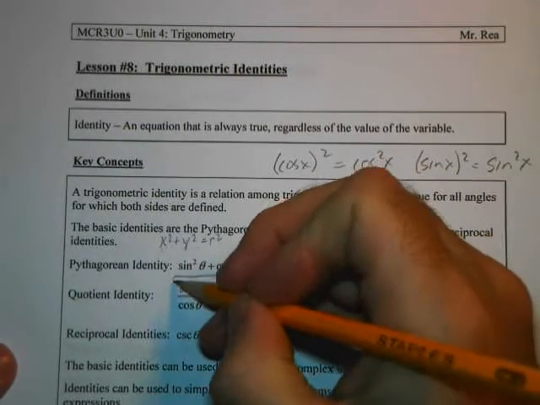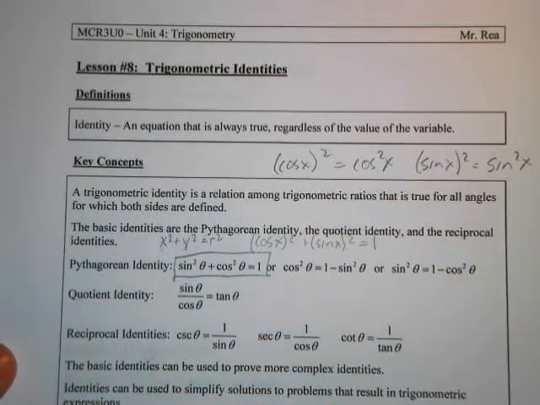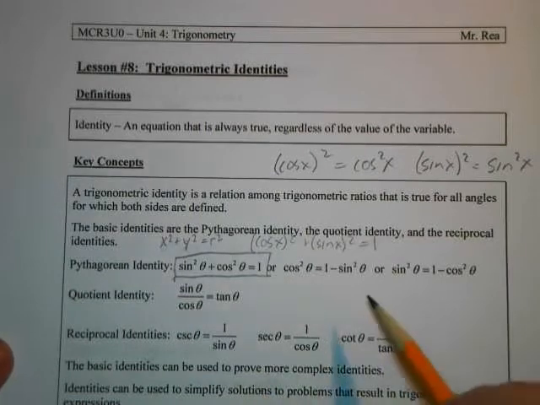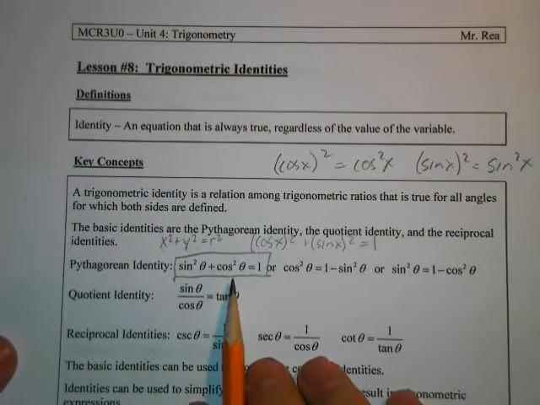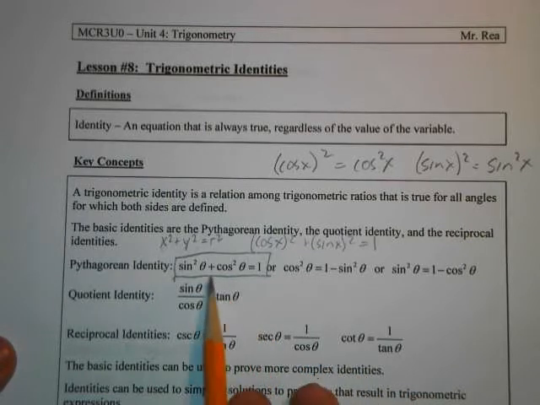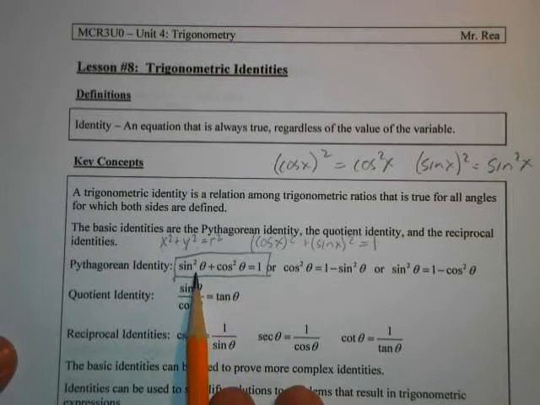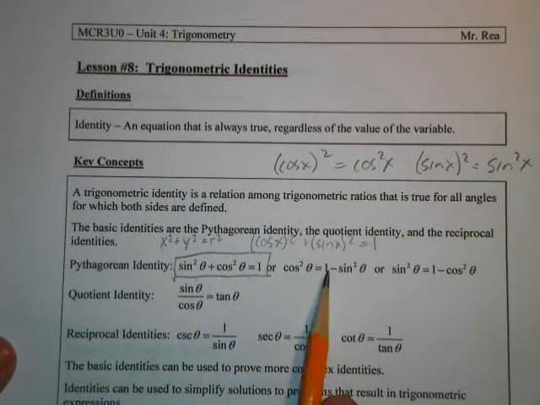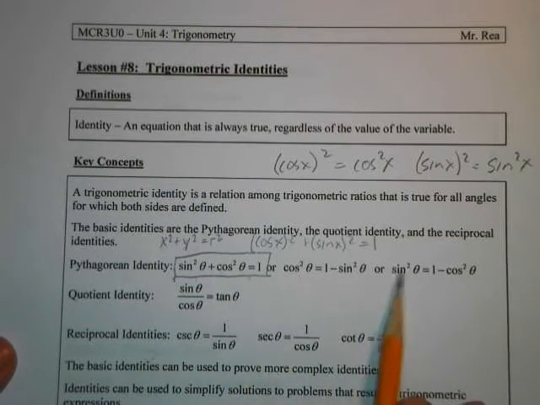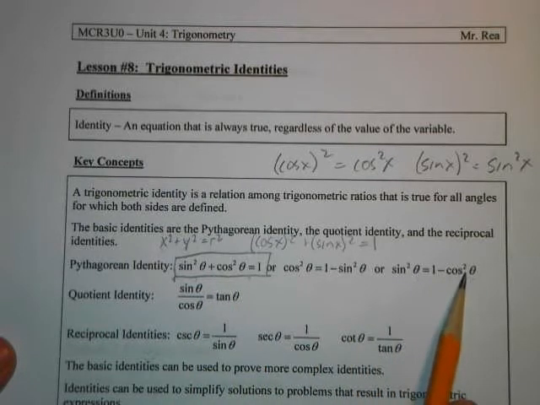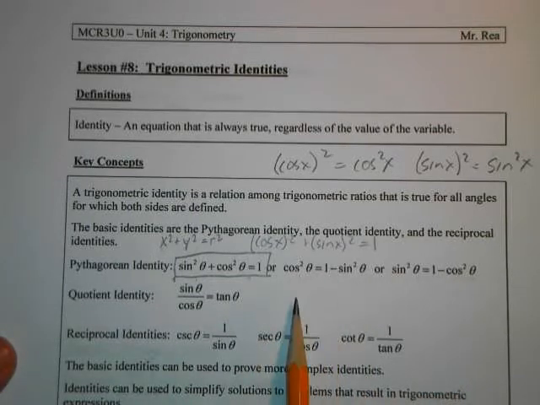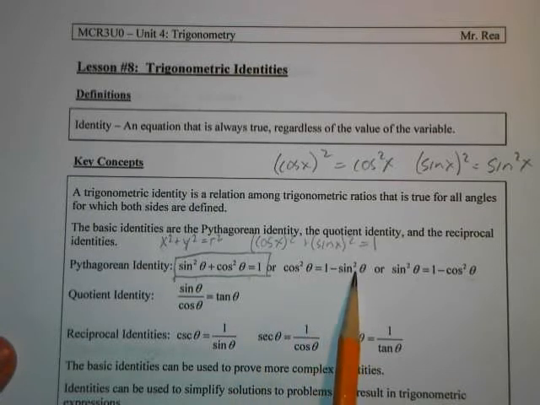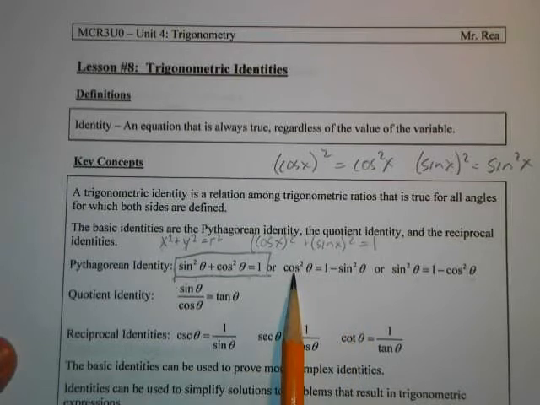So this is probably your most important identity, primary identity that you'll be using to prove other identities. Now this can be actually rearranged, and you'll see this quite a bit in this lesson. For example, if I subtracted sine squared theta from both sides, I get cos squared theta equals 1 minus sine squared theta. Or if I subtracted cos squared theta from both sides, I'd get sine squared theta equals 1 minus cos squared theta. So you get really used to seeing these and knowing what you can do with them. Okay, so for example, if you saw something that said 1 minus sine squared theta, you could immediately change that to cos squared theta. That's okay. That's an official identity. These other ones you've already seen.